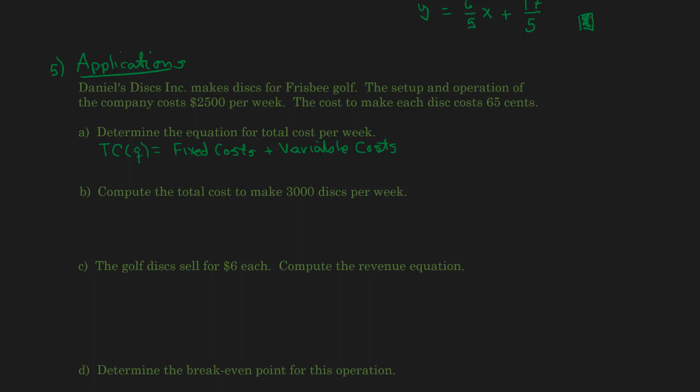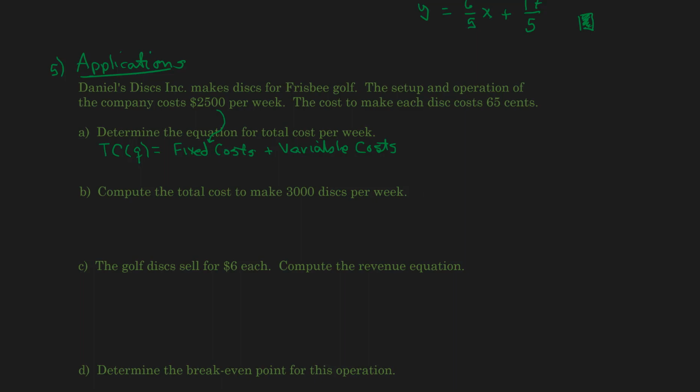Fixed costs are things that you pay regardless whether you make anything or not. Whether the company is open or closed, you're still paying the lease, you're still paying the insurance, you're still paying taxes, you're still paying the employees, you get the idea. The fixed costs are represented by this $2,500 a week.